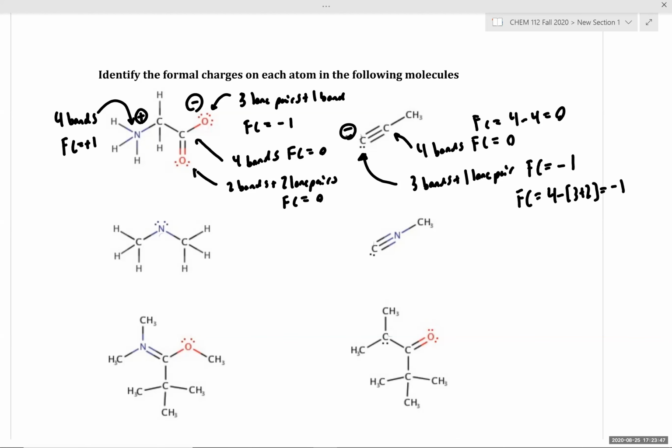Now, these structures aren't just chosen randomly. These are commonly encountered bonding motifs in organic chemistry that you should be familiar with and that you will likely see again. Any questions on these representative examples?